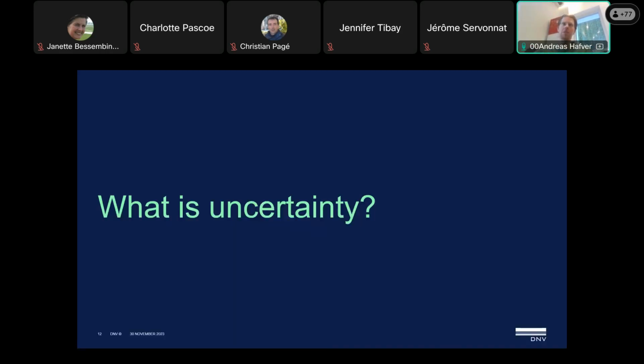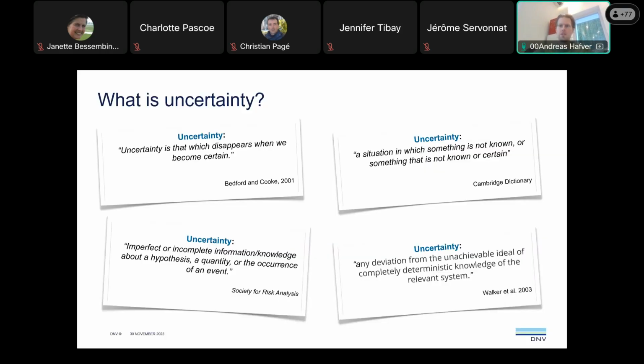But this begs the question, what is uncertainty? Again, you can look at a lot of definitions. There was one definition from a book that is used a lot in engineering, reliability engineering. It says that uncertainty is that which disappears when we become certain. Or the Cambridge Dictionary: a situation in which something is not known, or something that is not known or certain.